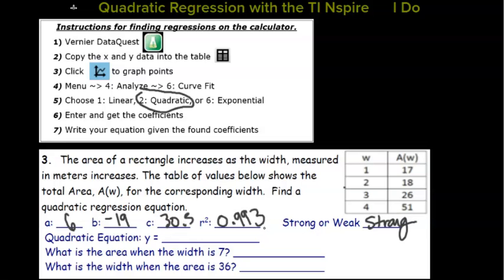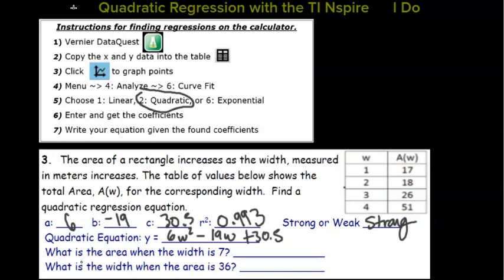With quadratic regressions, we can't necessarily see a direction since, well, there's 2 directions there. We can only determine if it's strong or weak. So our quadratic equation would be y equals 6x squared, or in this case, w squared, minus 19w plus 30.5.